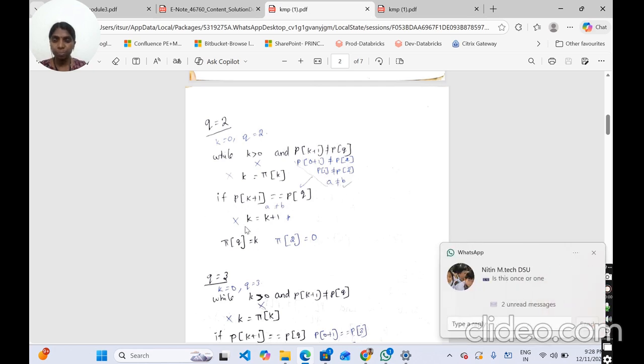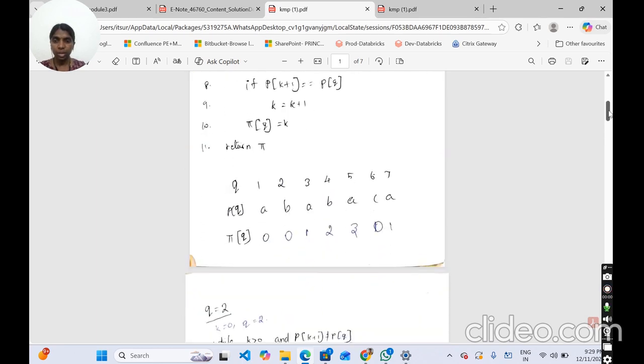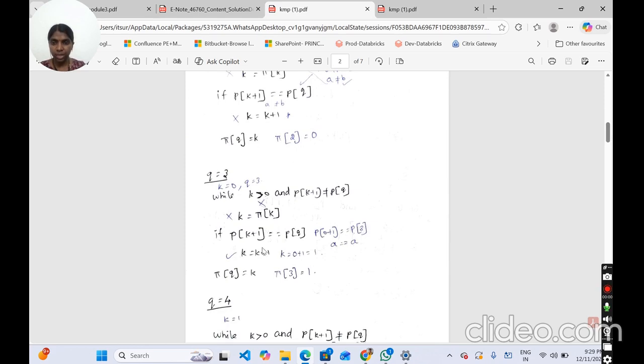So this also fails. If this condition is satisfied, then k will be incremented, otherwise not. So pi of q, pi of 2: pi of 1 we have initialized as 0, and for pi of 2 the k value is 0. So here we update pi of 2 as 0. Like this, we are going to calculate pi of 3. Again the same steps, the same algorithm, and we replace the k and q values.